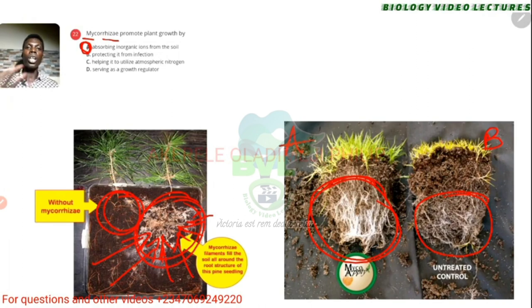So it's a mutual relationship. The plant is gaining by getting more nutrients faster, by increasing absorption, and the fungi is gaining because it gets protection and gets some nutrients also from the plants. However, it is not harming the plants; in fact, it's helping the plants. Anytime you hear the word myco, like mycology, it is the study of fungi.